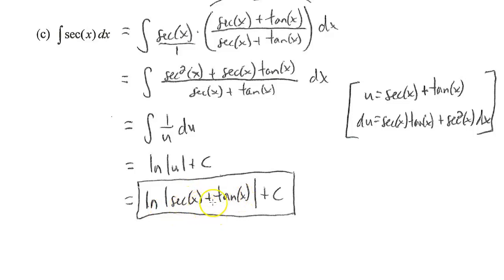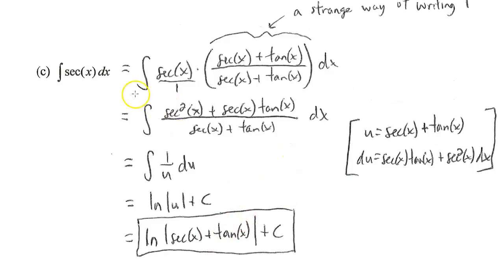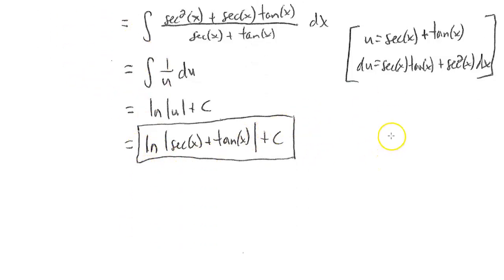It was secant x plus tangent of x. And by the way, that's a plus, not a times here. Okay, so again, this was not obvious. You almost just have to kind of memorize the technique for this one. But it turns out the integral of secant is natural log of the absolute value of secant plus tangent.